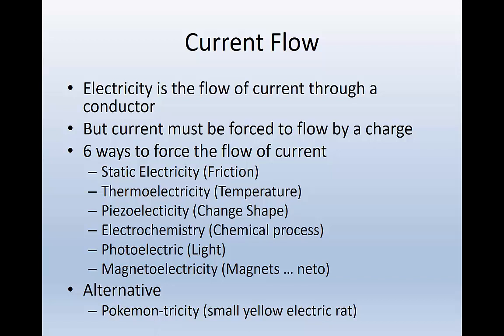First, we can do static electricity. We do that by friction. Thermoelectricity is through temperature. We can also do piezoelectricity. Piezoelectricity is where we actually deform or change the shape of something and then it generates electricity. Electrochemistry, we can use a chemical process. Photoelectric is light, so we can use whether a light is on or off to cause current to flow. We can also use magnets to help generate electricity, and that's where we do a lot of them.